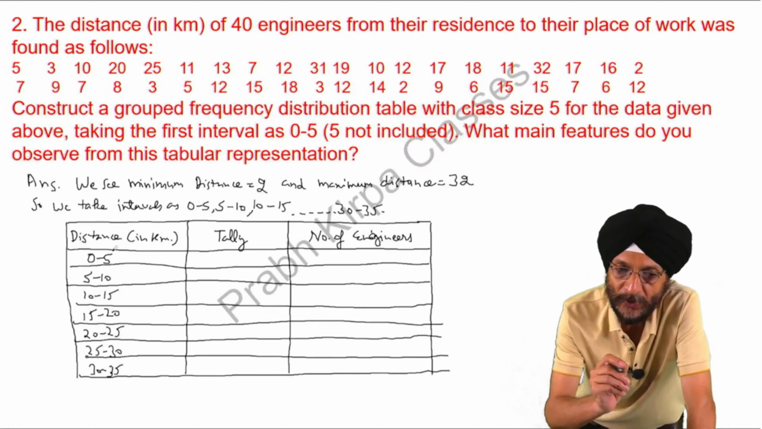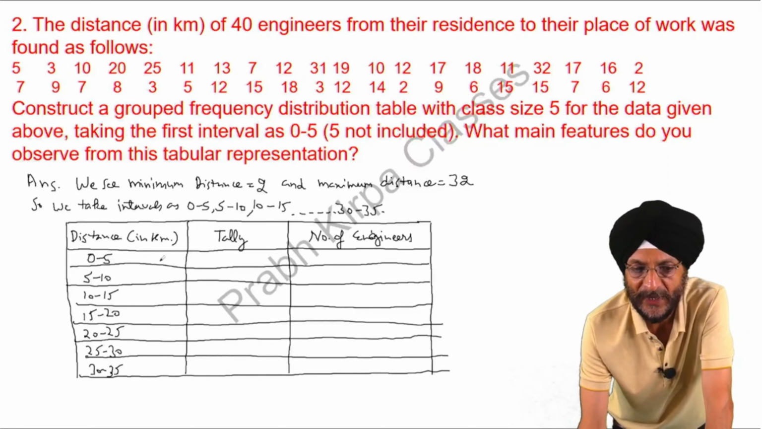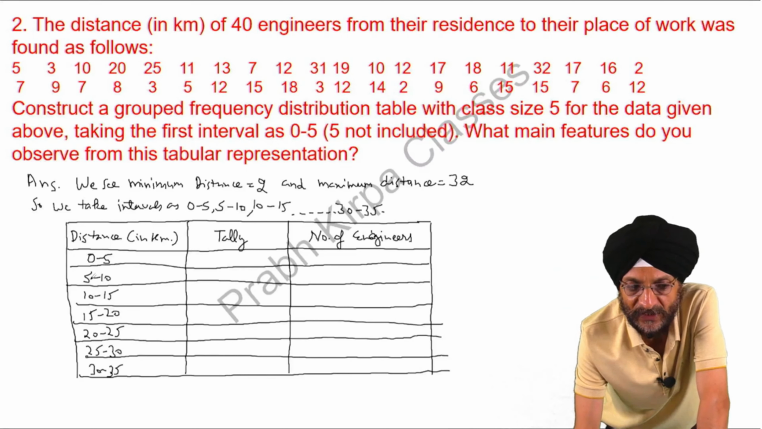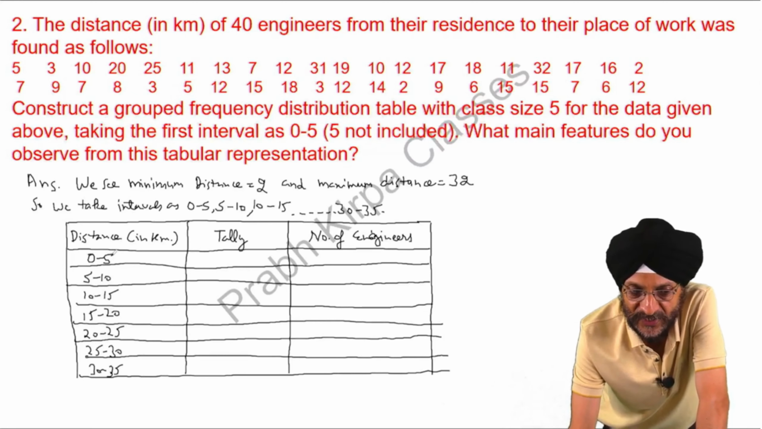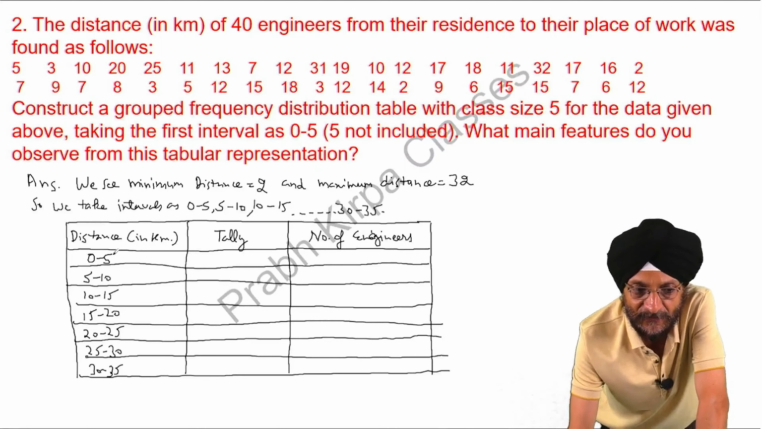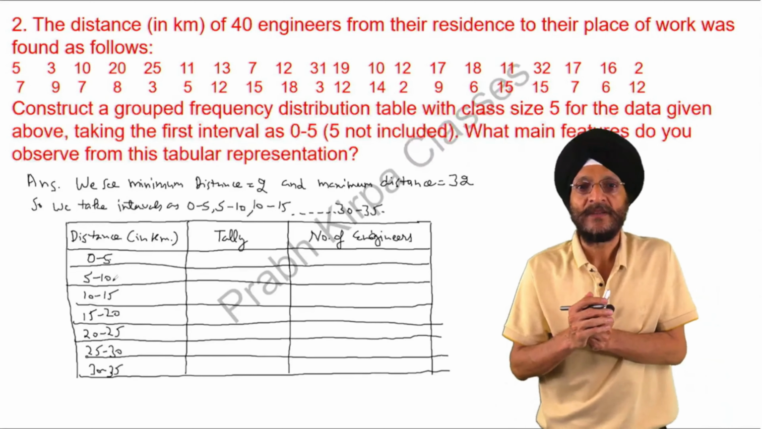Now it is to be remembered that when we are talking about 0 to 5 kilometers, in this particular interval we will mention only those engineers who travel less than 5 kilometers, and all the engineers who travel 5 or more but less than 10 will be mentioned in this. That is, 5 will not be counted in the first interval, 10 will not be counted in the second, 15 will not be counted in the third, and so on. That is, the highest value in the particular group will not be counted. 5 will not be counted in this, because this is the convention that we will take here: up to 5, that is, all the engineers who travel less than 5 will be counted here. 5 and above, but below 10 will be counted here. So this is to be remembered, because this is the convention we follow.